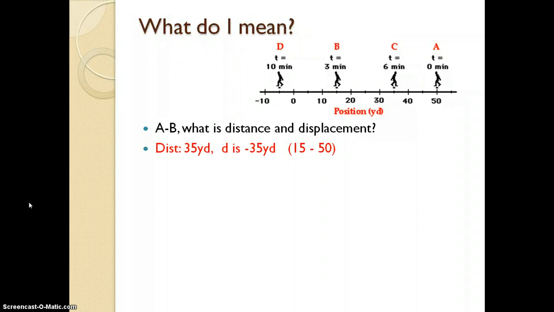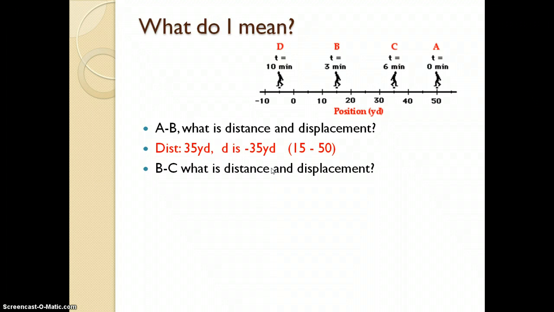Well, from A to B, going from 50 to 15 is 35 yards. That was one of my two cats. The displacement: the final position is 15. The starting position is 50, so the displacement is negative 35 yards.